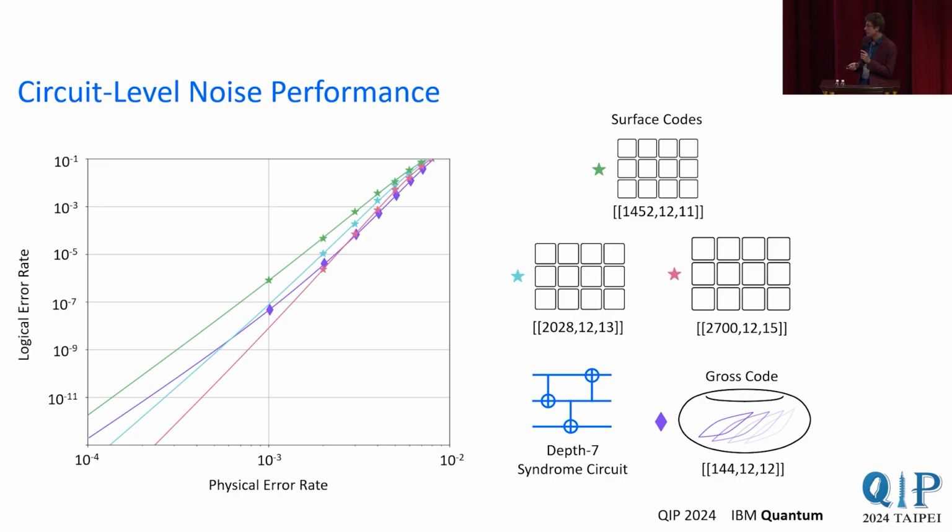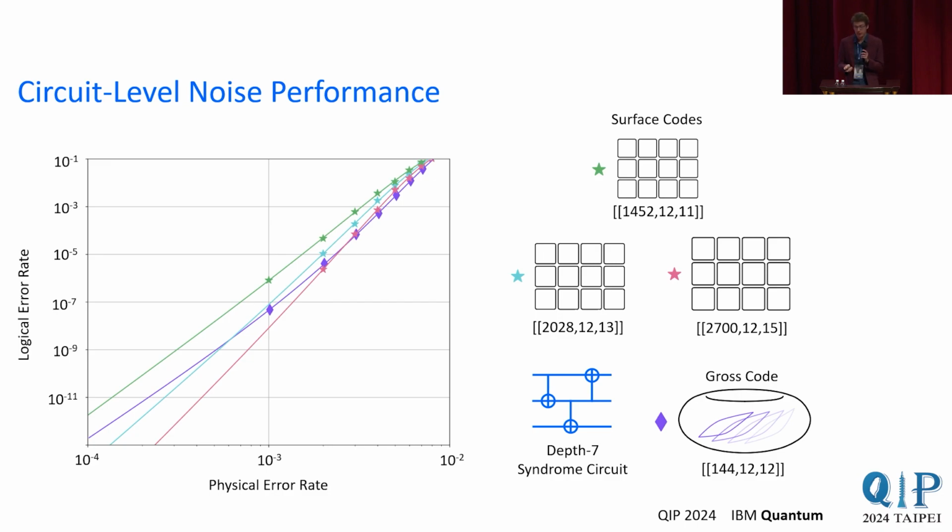In the regime of high physical error rate, maybe around 10 to the negative 2, the gross code punches a little bit above its own weight. Even though it's just a distance 12 code, it seems to have an amount of logical protection that's comparable to maybe like a distance 15 surface code. And then as you go to lower physical error rates, you can see a performance that's more reminiscent of a distance 12 code.